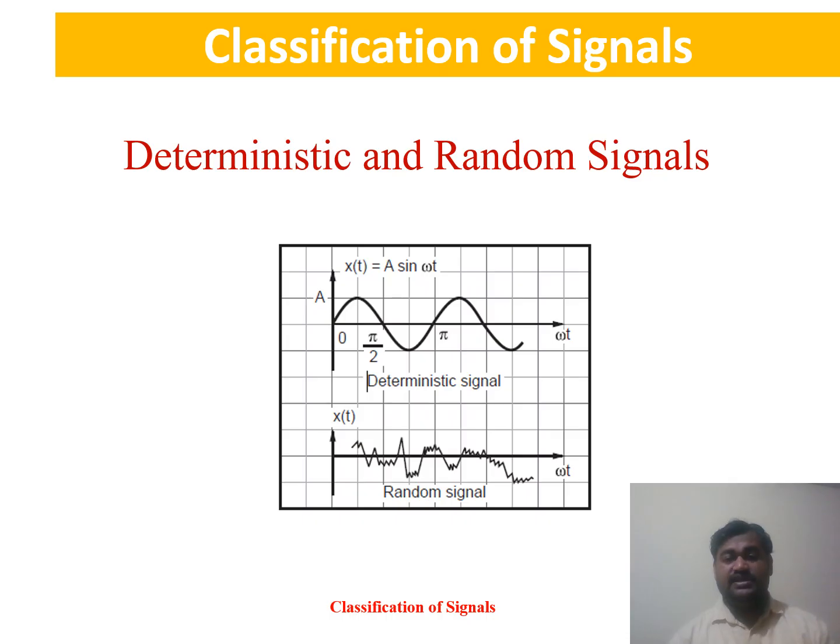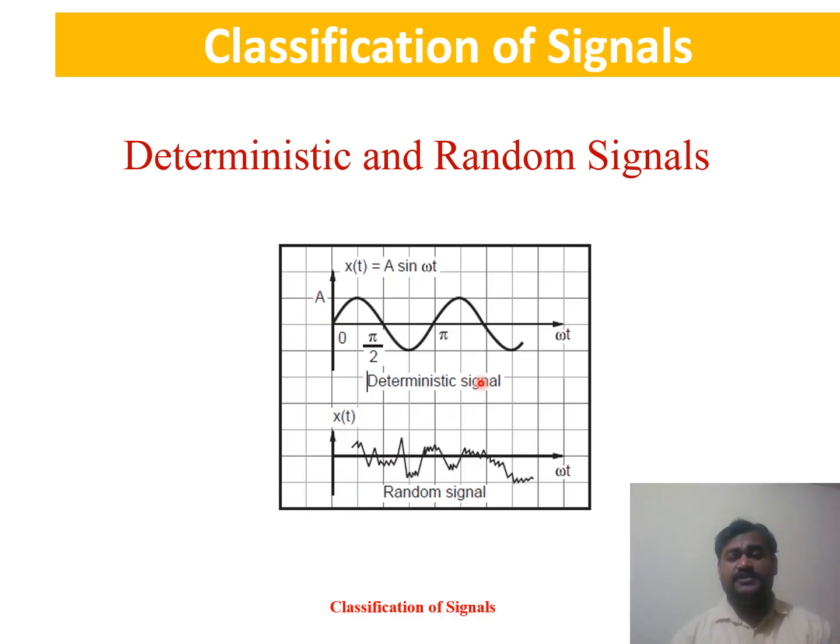Next one, deterministic and random signal. Any signal which can be represented by a mathematical equation, like a sine wave, which can be represented as x of t equal to A sin omega naught t plus theta, or cosine, x of t equal to A cos omega naught t plus pi, like that. If any signal can be represented by a mathematical equation, the signal is said to be a deterministic signal. If any signal cannot be represented by a mathematical equation, the signal is said to be a random signal.